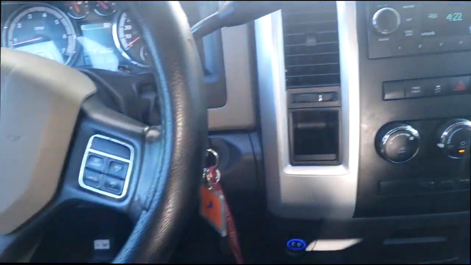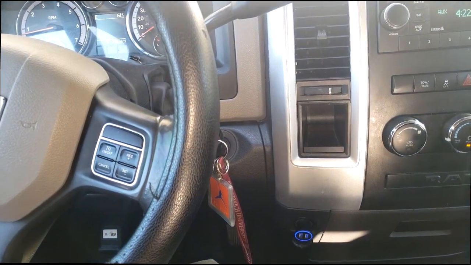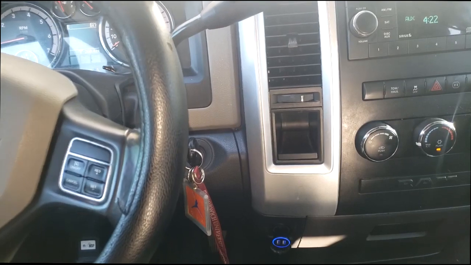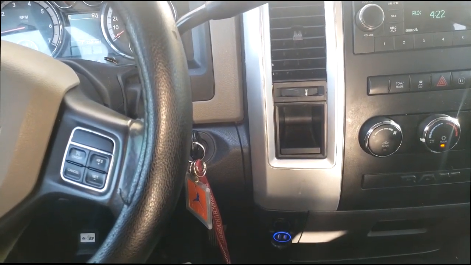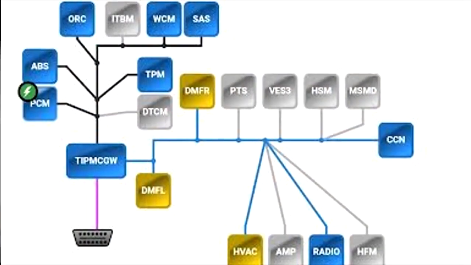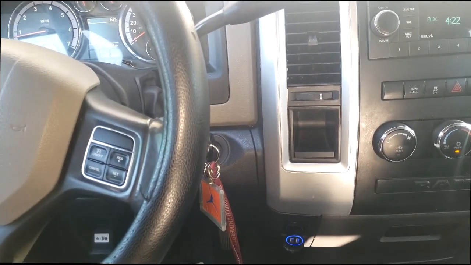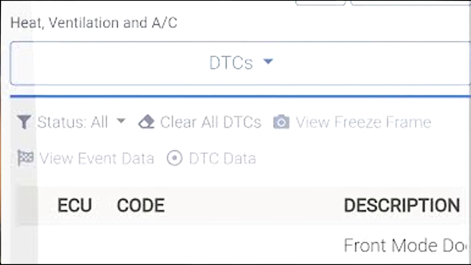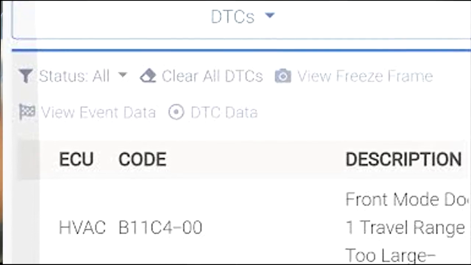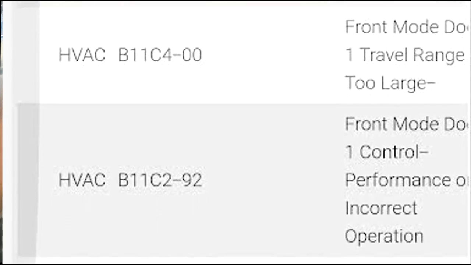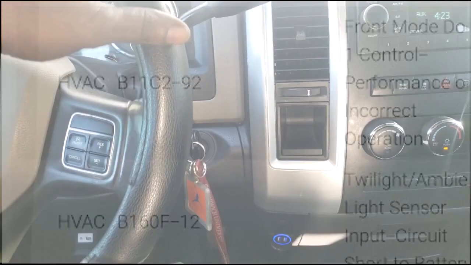Well, guys, just as I suspected, there are some mode door travel range codes. Y'all, I had it on the screenshot. Look at these screenshots right here. As you can see, HVAC is yellow. That means there are some trouble codes in it. I went to DTC and here are the codes right here. Travel range from the blend door and the mode door. Actually, the blend door is at fault.